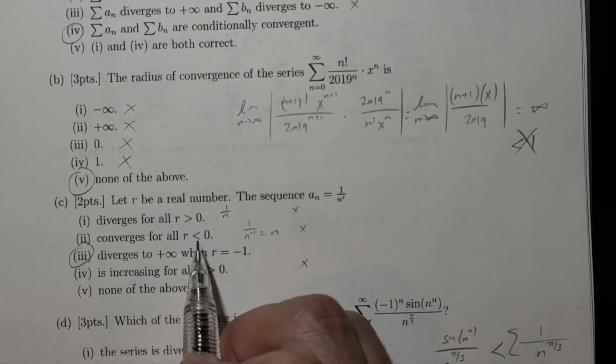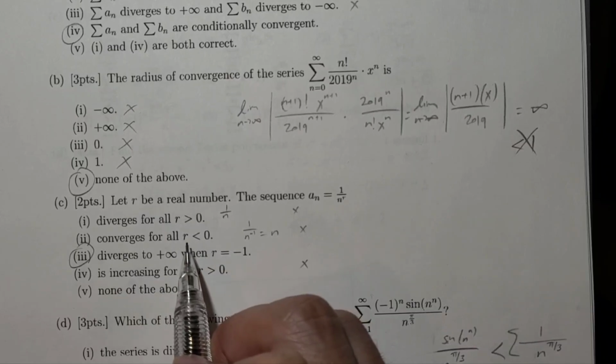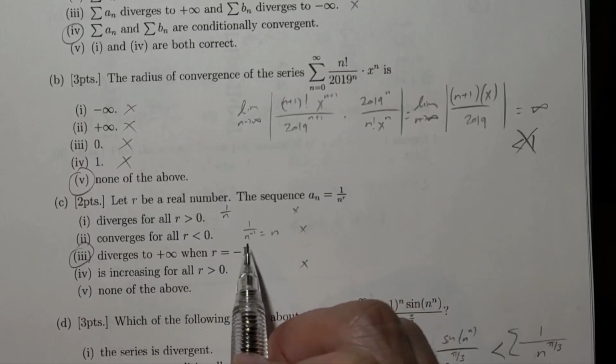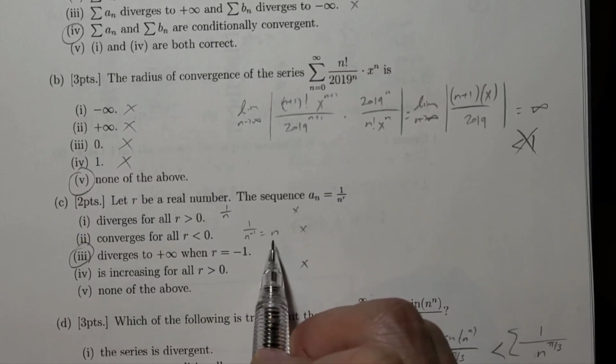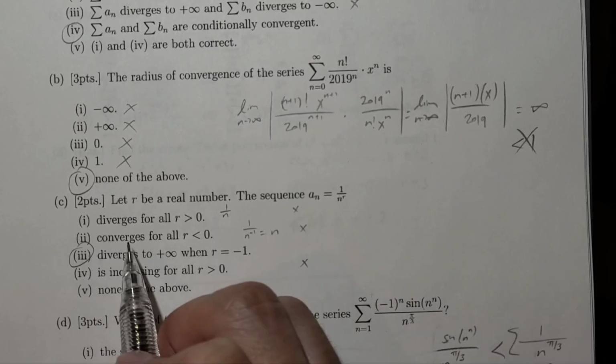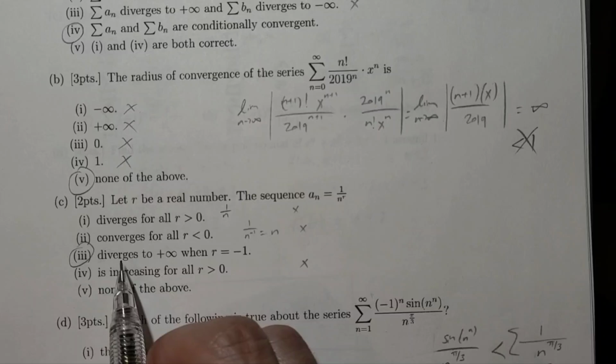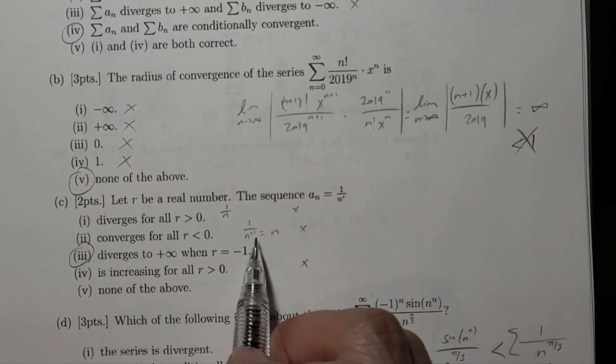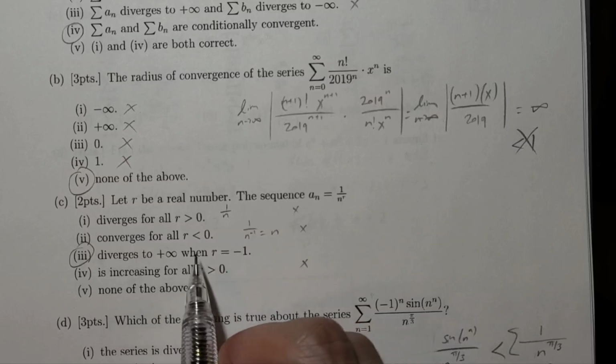Does it converge for all r less than 0? So let's pick r is -1, for example. Okay, which means 1 over n to the -1 is n. What happens if we take the limit as n goes to infinity? It clearly diverges, so not convergence. Does it diverge to infinity when r is equal to -1? Well, we just did that example. So it does. So we keep that.